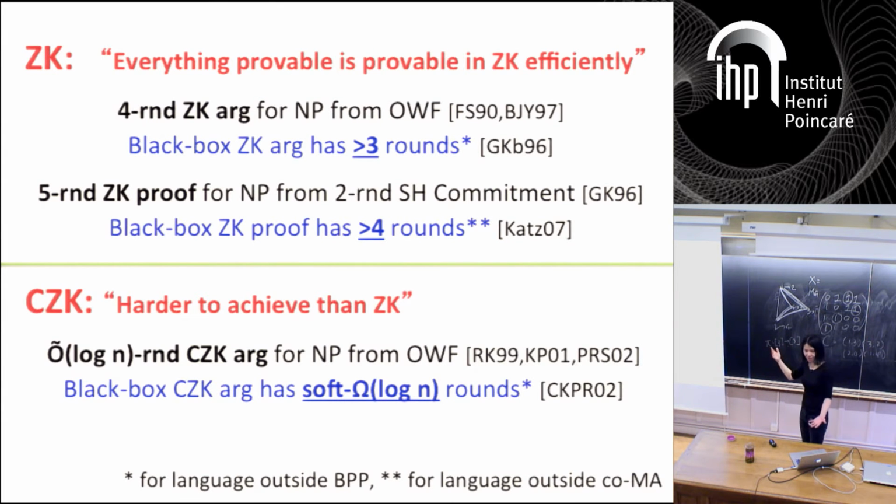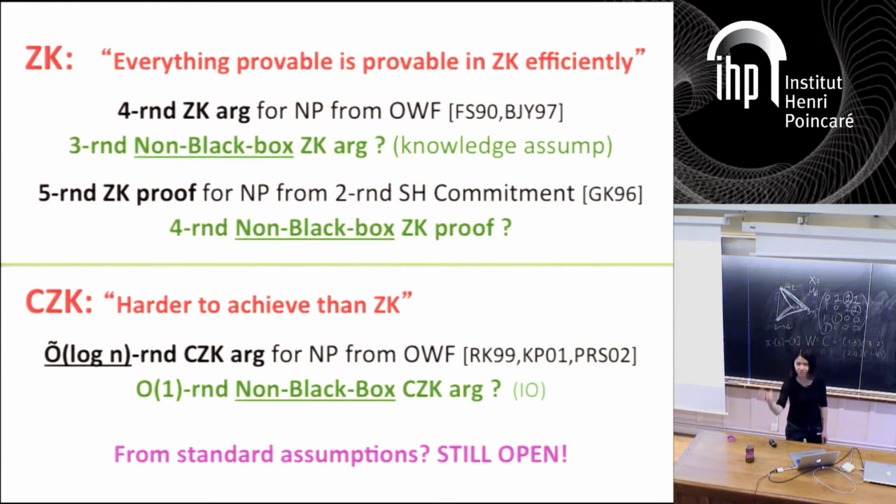Looks great, right? We have a very complete picture. We know more or less everything tight for black box simulation. But if you think about it, we can just turn all of those questions, the lower bound, into a question now. Question is, okay, can I have a 3 round zero knowledge argument with non-black box simulation that actually uses the code of the verifier? Or a 4 round zero knowledge proof, non-black box simulation? Or let's think about a very ambitious goal, a constant round concurrent zero knowledge argument with non-black box simulation.